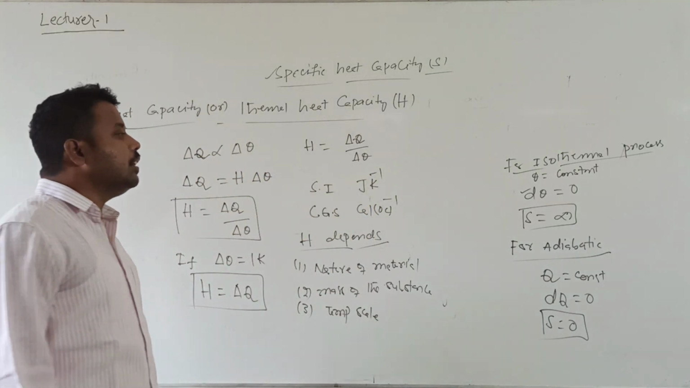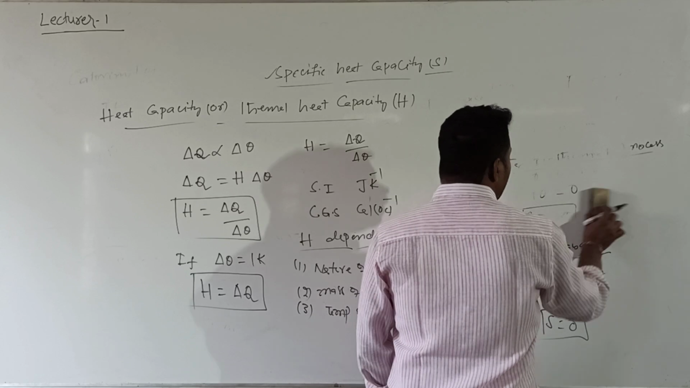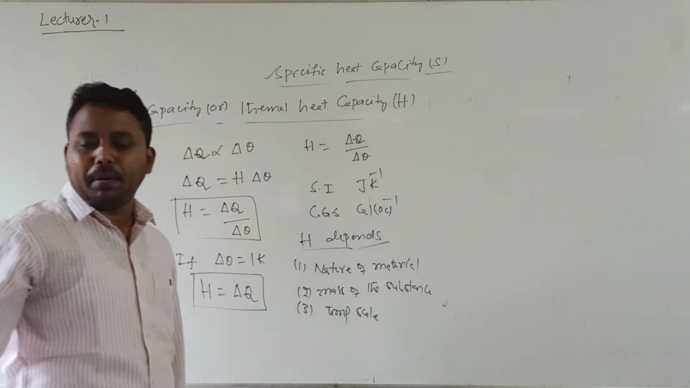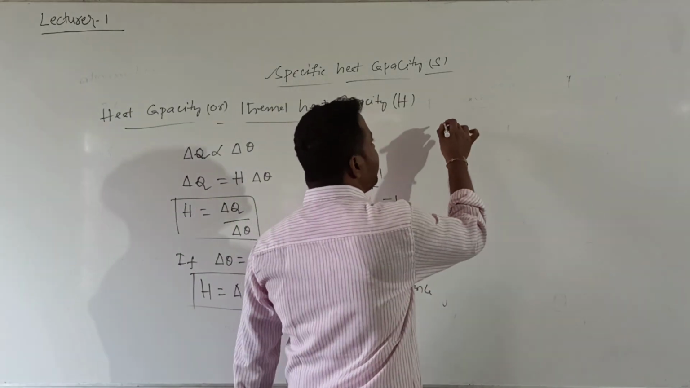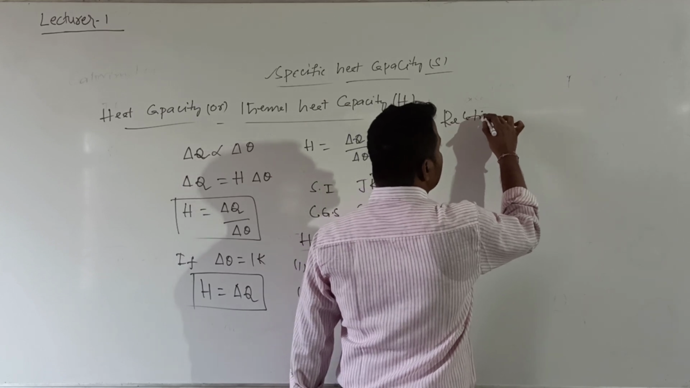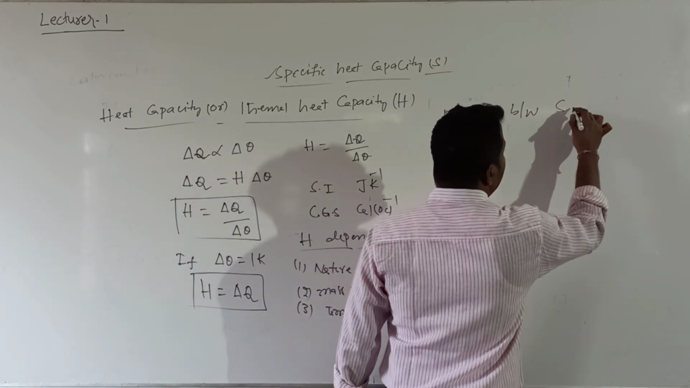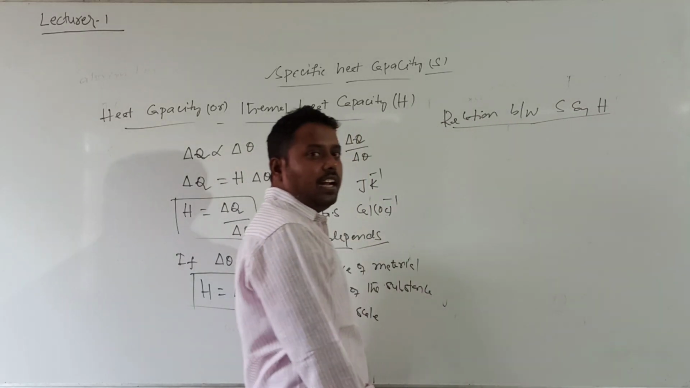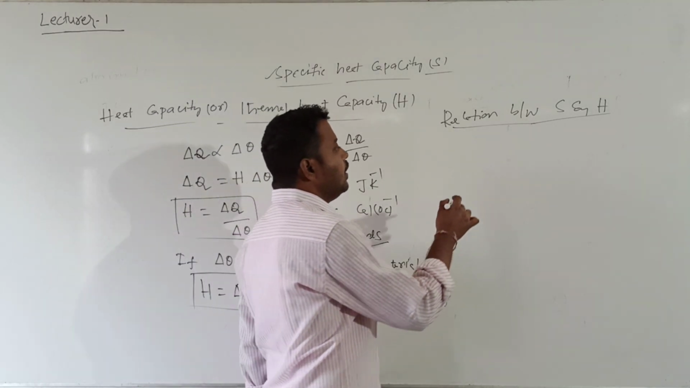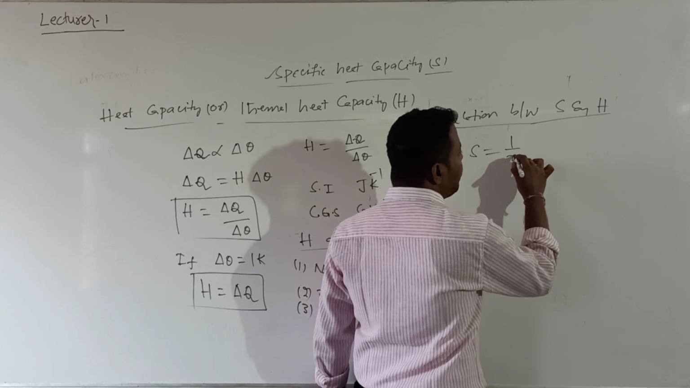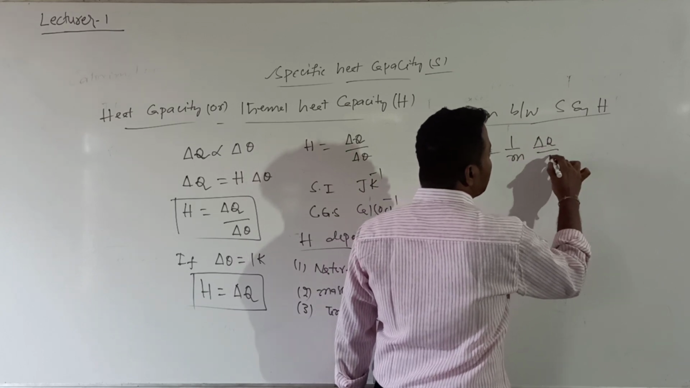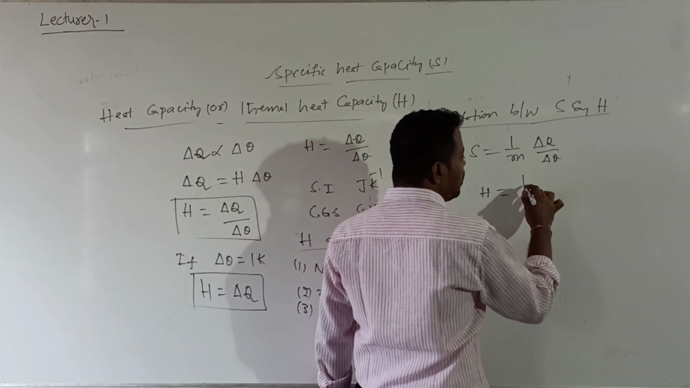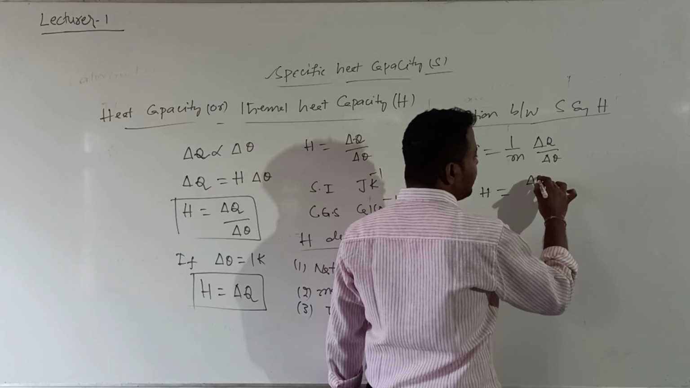Clear? So after coming to know heat capacity, now I want to derive the relation between heat capacity and specific heat capacity. So what is the relation between S and H? S is the specific heat capacity, and H is the heat capacity. The formula of S is given by 1 by m into delta Q divided by delta theta, whereas the formula for H is H equals delta Q divided by delta theta.